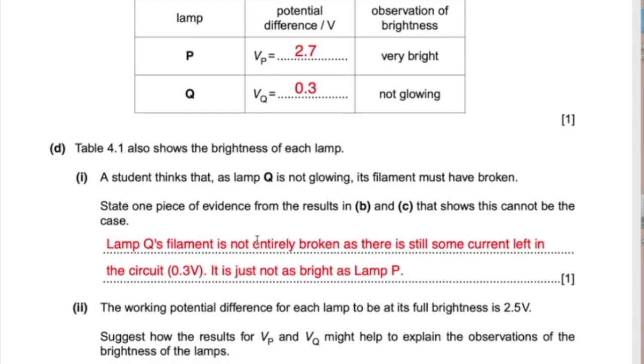Continuing on with the first part of letter D. A student thinks that lamp Q is not glowing, its filament must have broken. The answer to this is lamp Q's filament is not entirely broken, as there is still some current left in the circuit, which you said was 0.3 volts earlier. It is just not as bright as lamp P.